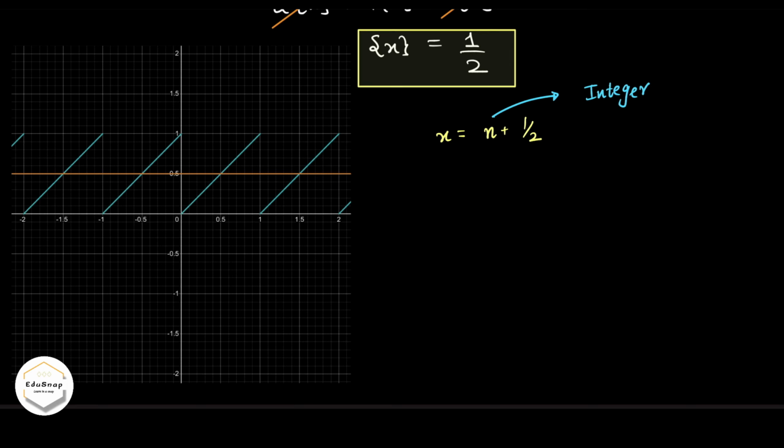If you observe this point, you got 0.5. This is nothing but 0 plus half here. Now if you see this one, it is nothing but 1 plus half, that is 3 by 2. Now if you observe this one, it is nothing but what, everyone? Minus 1 plus half. Now this point is minus 2 plus half. So that's why I just told you that the correct answer is going to be what? Whenever x is equal to n plus half, where n is nothing but an integer. So this is going to be the correct one.